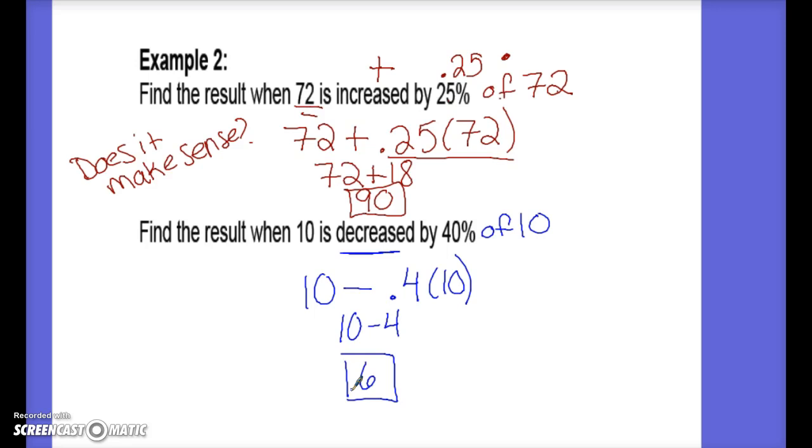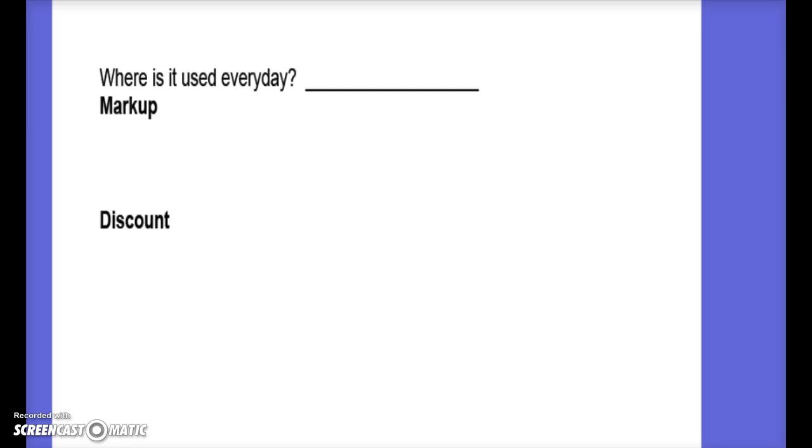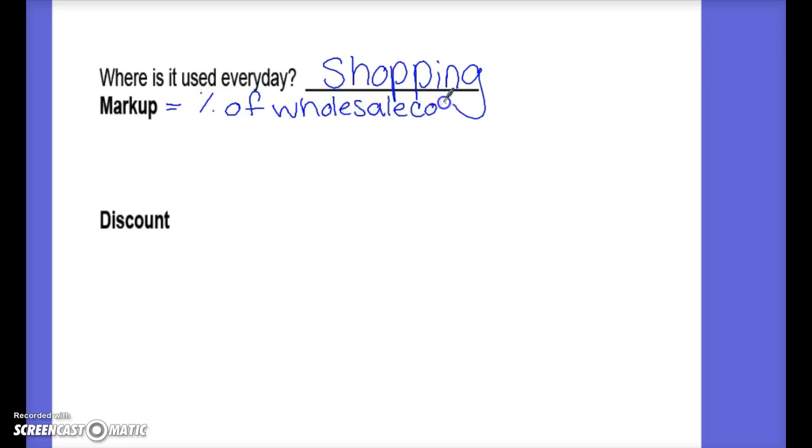Now, you might be asking, where do we use this? We actually use it every day in shopping. Stores do percent increase and percent decrease every single day. When you go to the store, they use something called a markup. And a markup is just simply a percent of wholesale cost.